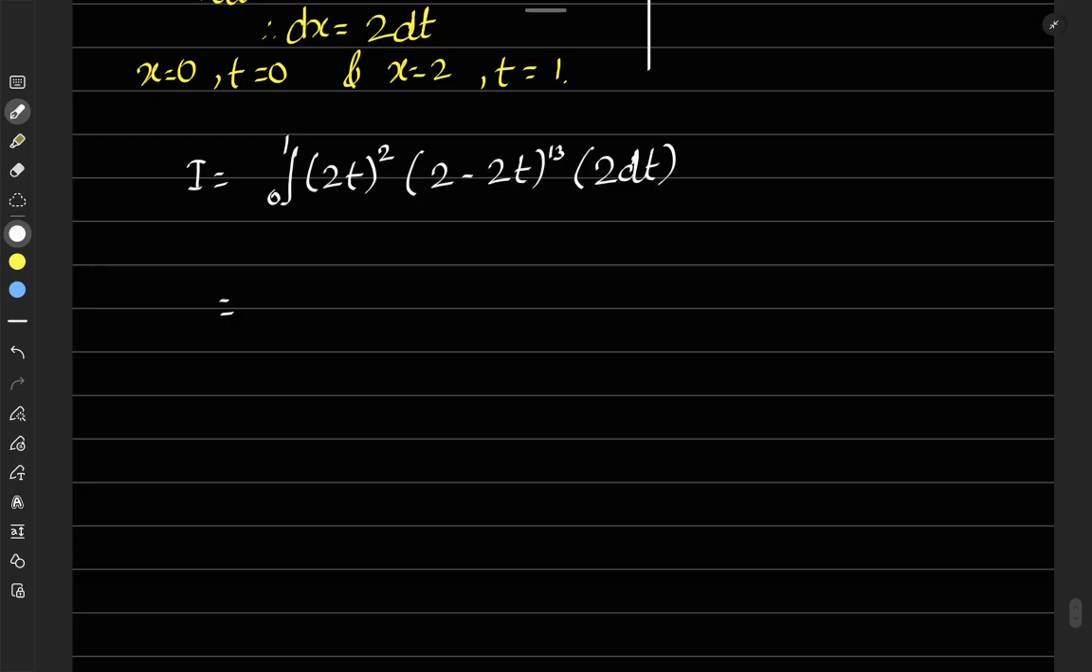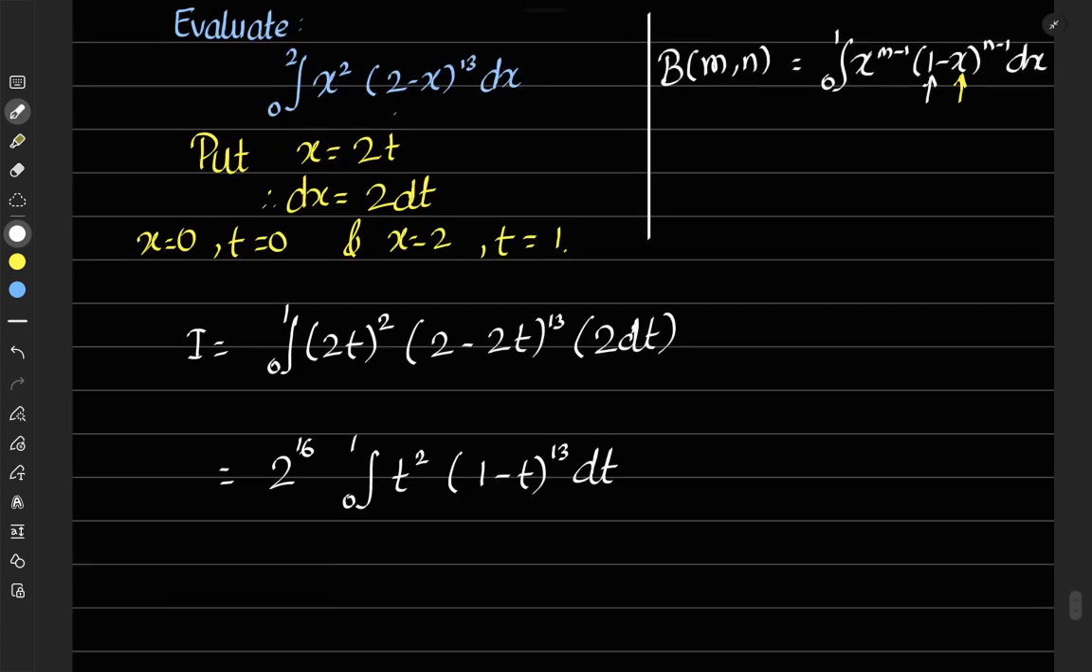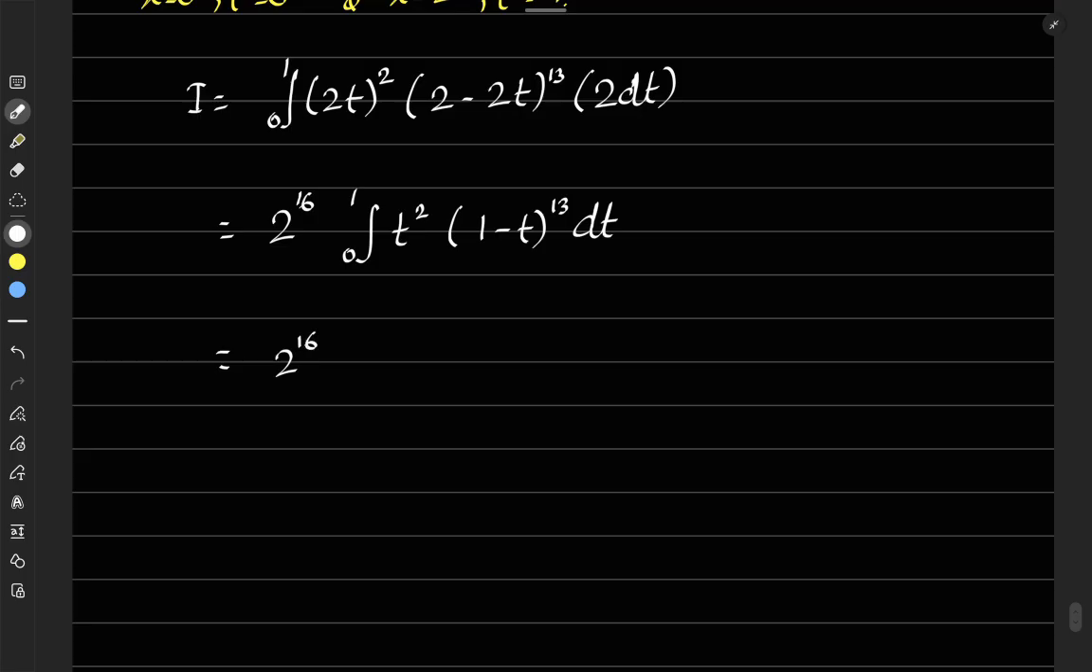So when we try to evaluate this quantity, this is 2 square, then 2 power 13, so 2 power total 15, and this one is 16, so 2 power 16 into integral 0 to 1 t to the power 2 into 1 minus t to the power 13 dt. Comparing with our standard formula, we can write down this integral as 2 to the power 16 into beta of 3 comma 14. So this quantity we can evaluate using our calci.